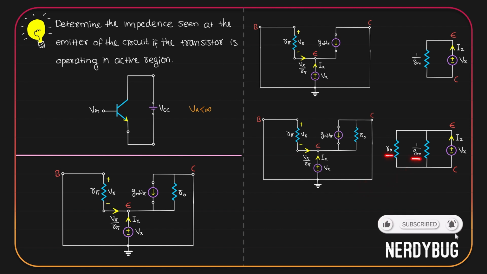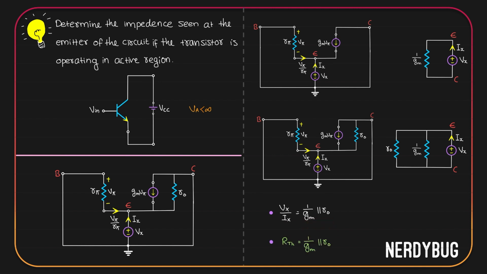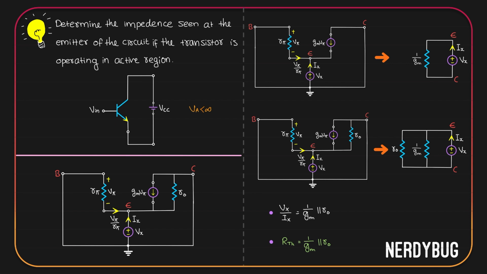R naught and 1 by Gm are in parallel. So the equivalent resistance between the emitter and collector at this point is R naught parallel to 1 by Gm. We can write Vx by Ix is 1 by Gm parallel to R naught. Thevenin resistance across those two nodes is 1 by Gm parallel to R naught. Or that the impedance seen when you look through the emitter at this circuit is 1 by Gm parallel to R naught if early effect is also included. Remember this method, we are definitely going to use it in the future.